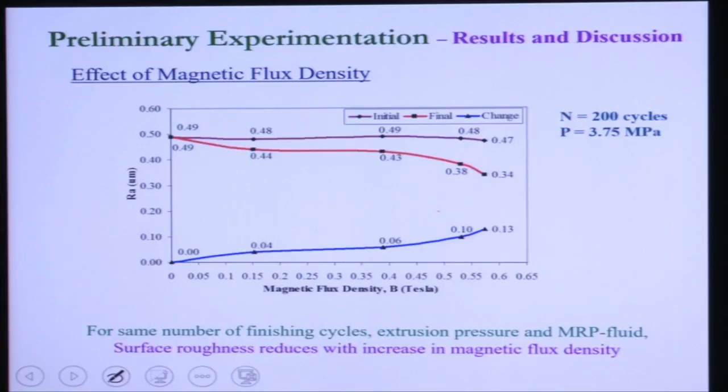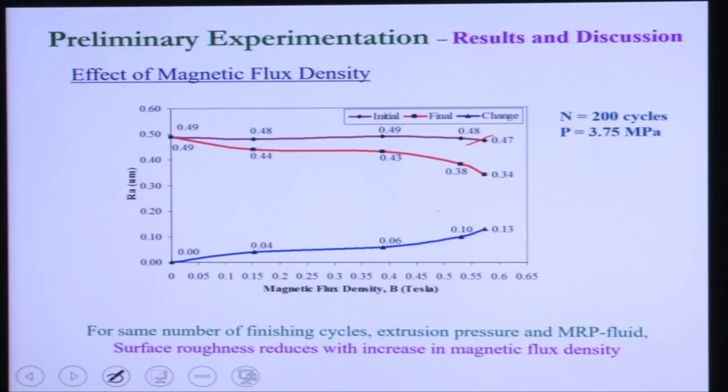So that is the response we have studied in this experimental study. First we are going to show the effect of magnetic flux density on change in surface roughness. You can see here the initial surface roughness: 0.49, 0.48, 0.49, 0.48, and again 0.47. This is the initial surface roughness of the workpieces, and experiments are conducted at different magnetic fields.